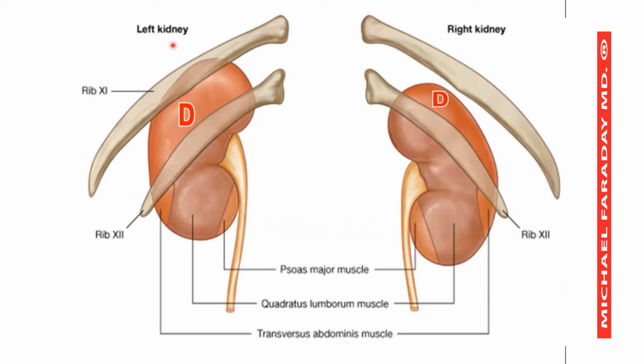But the left is slightly higher than the right, and so the diaphragm, the muscle above, separates the kidney from the 11th and then the 12th rib. Then for the muscles below, more medially, the psoas major; in the middle the quadratus lumborum muscle; then laterally the transversus abdominis muscle.